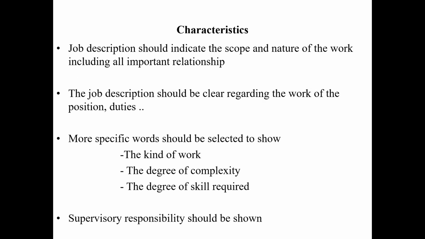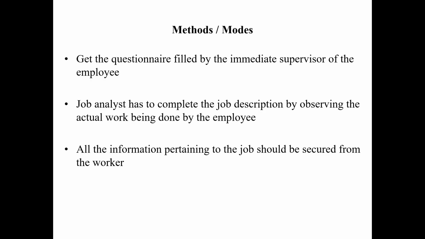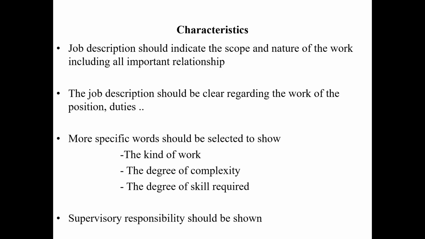The next is the characteristics as well as the methods of this job description we need to know. See, job description basically indicates the scope as well as the nature of the work, including all the important relationships, right? More specific words should be selected, like they need to mention the kind of work, the degree of complexity, and the degree of skill which is required, right? The skills are very important. For example, if I am good in management skills, I cannot apply for a technical background, right? So if I'm interested in tech, if I have good knowledge in technical, then I need to apply for the technical skills. So that is very important.